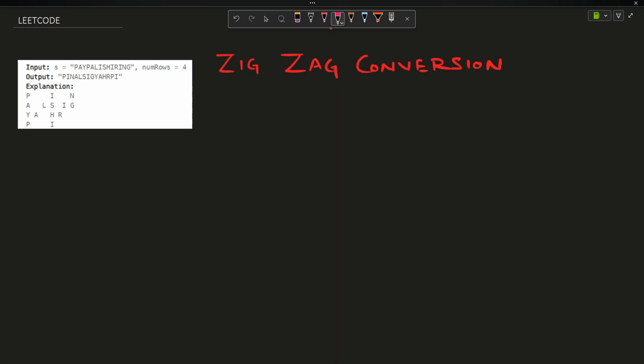In this video, we are going to discuss the LeetCode question number 6, Zigzag Conversion. The question states that you have been given a string s as your input with some particular number of rows. In this case, the number of rows has been given to you as 4, and the string s has been given to you as "PAYPALISHIRING". The question demands you to put this string in the diagonal form.